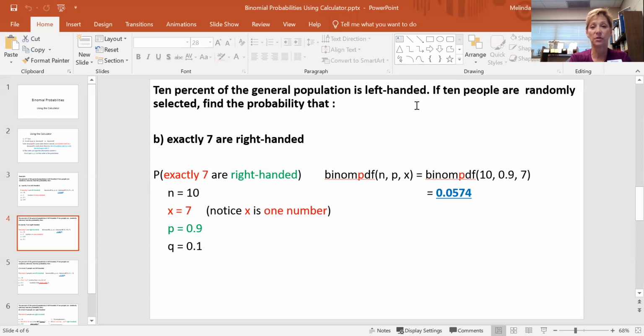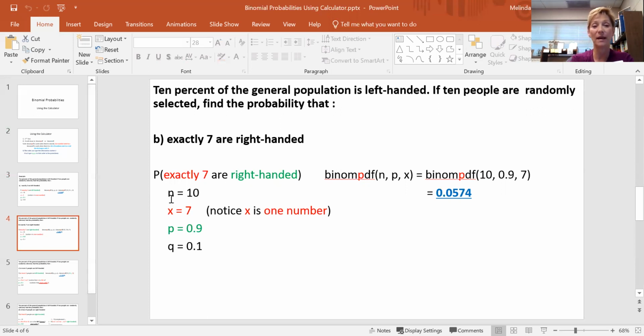So N's my total, so I'm still picking 10. X is the number in the parenthesis. So exactly 7 is just the number 7. What category is in the parenthesis now? It says right-handed, not left-handed. So do you understand that if 10% are left-handed, that means the rest must be right-handed. So all of it's 100% minus your 10% is 90%. So if 10% are left-handed, the remaining 90% must be right-handed.